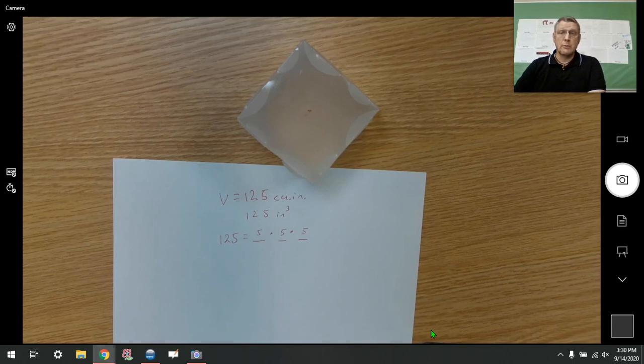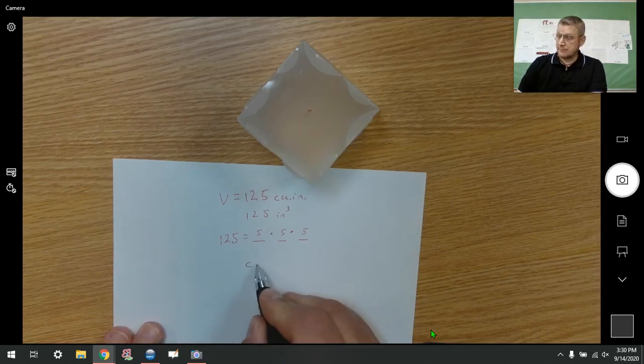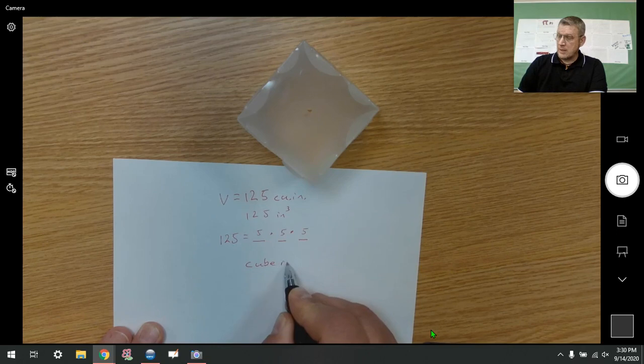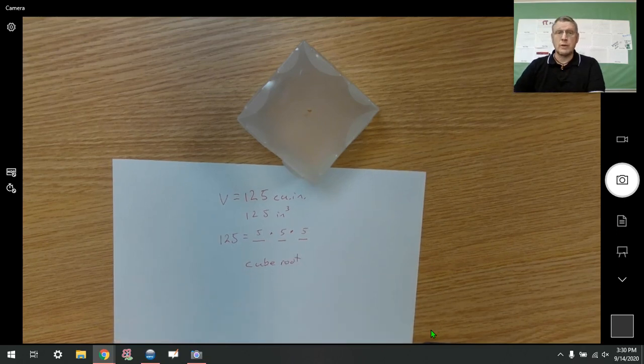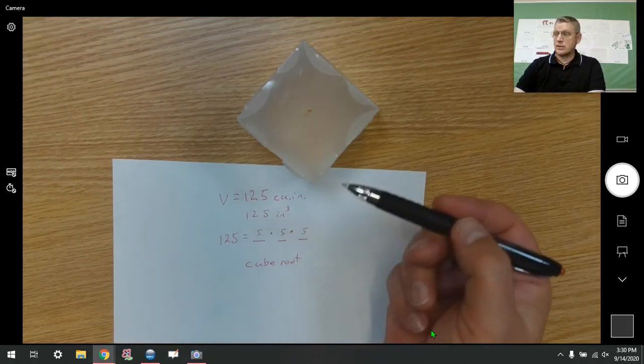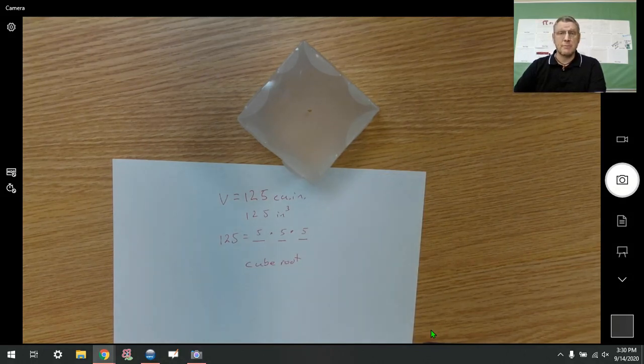So what we're doing here when we do cube roots is we're actually going backwards. We're not saying, I know that this cube has a dimension of 5 by 5 by 5, and the volume is 125. I'm given the volume of 125, and I want to find out what the individual dimensions are.